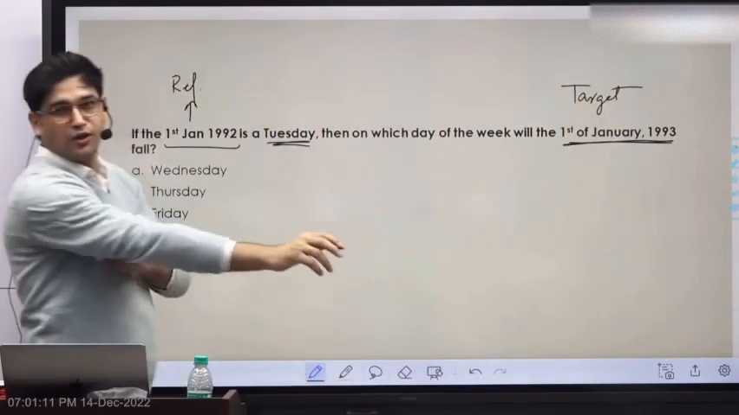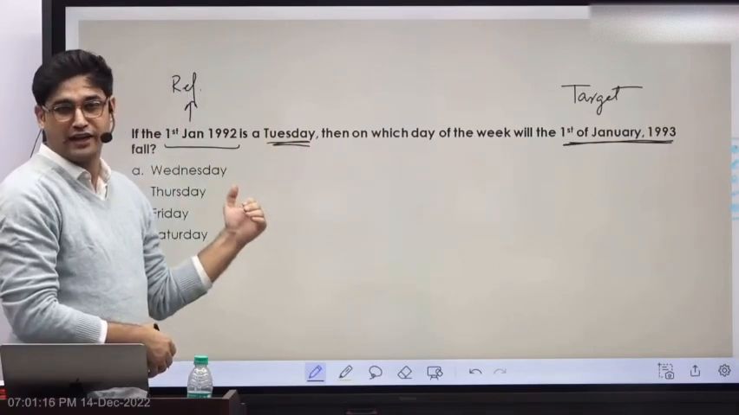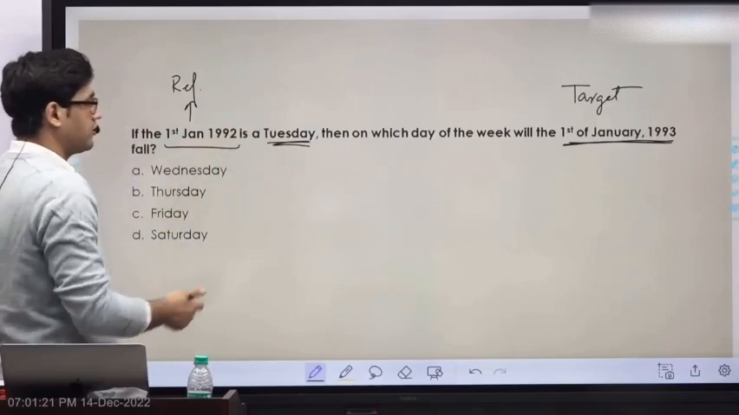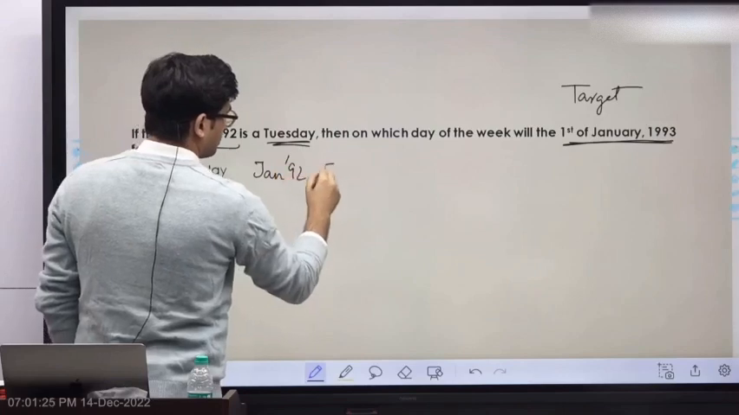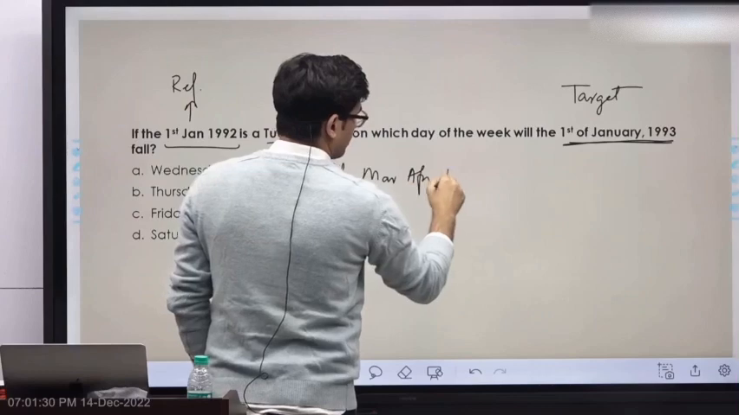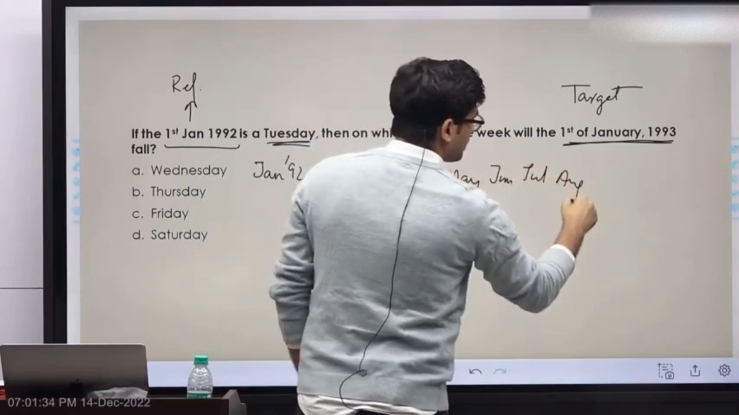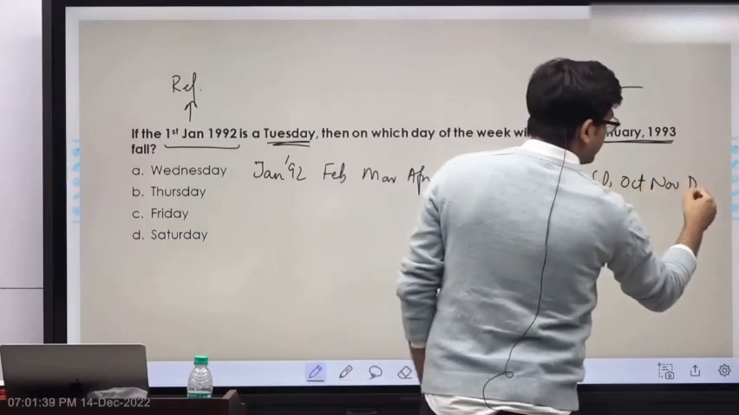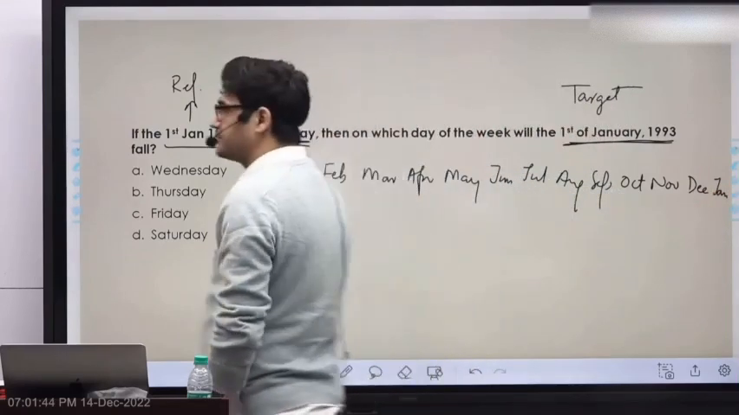Always find out the total number of days between the two, and then continue dividing it by 7 so long as the sum of remainders is also greater than or equal to 7. Find out. January 1992, February, March, April, May, June, July, August, September, October, November, December, and January, which is your target date.